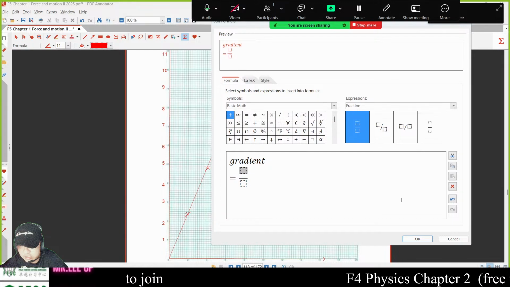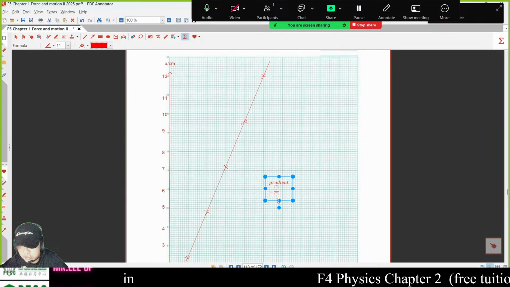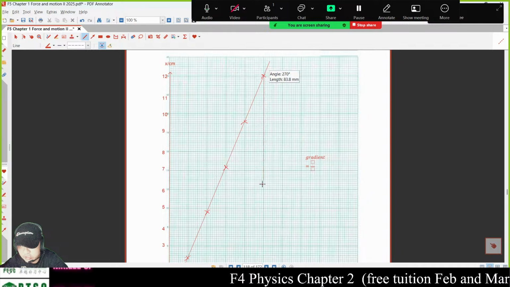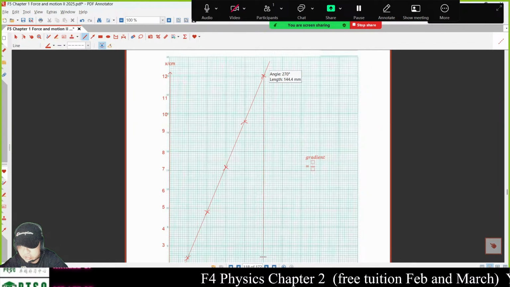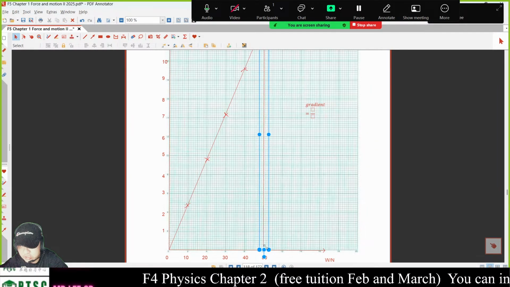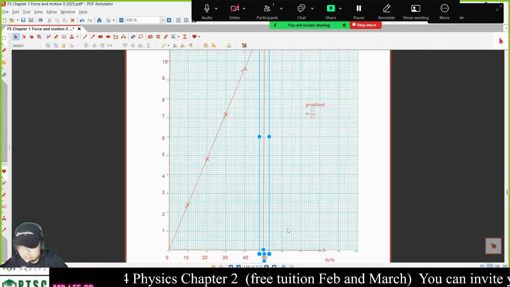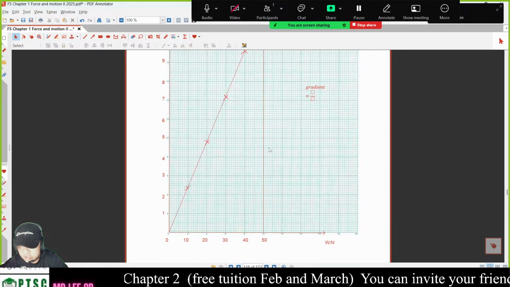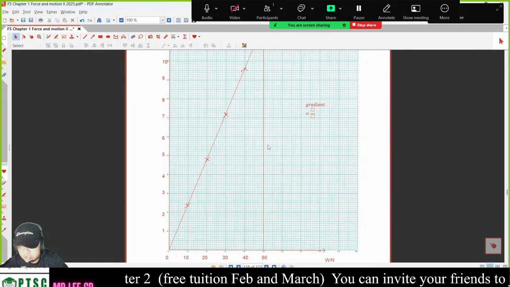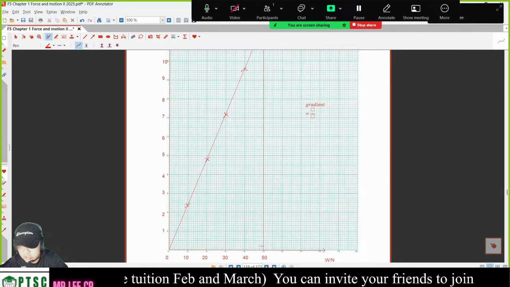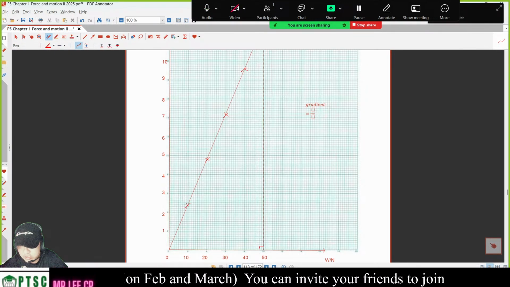The gradient of the graph is equivalent to this. I want you to draw a straight line from here, a dotted line or a straight line also can. Make sure it is the biggest triangle from the graph. Of course, you can draw a very small one, but if you draw a bigger one, it is easier to calculate. Draw a triangle, make sure this is 90 degrees, draw a right angle here, and then start to calculate.